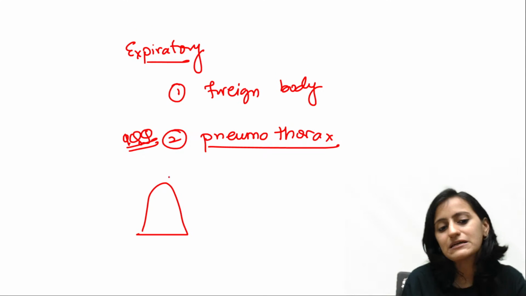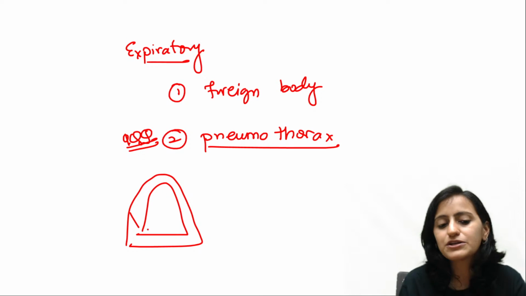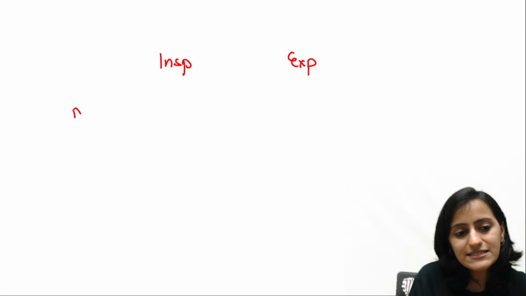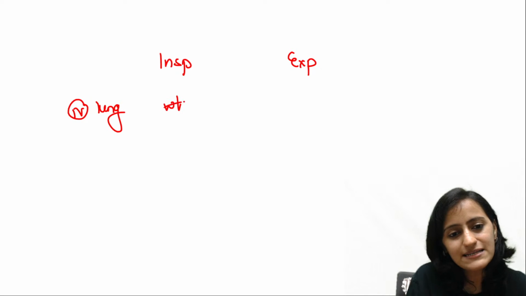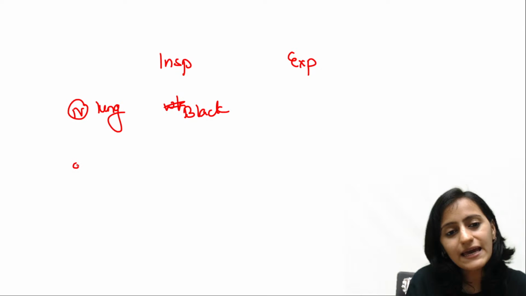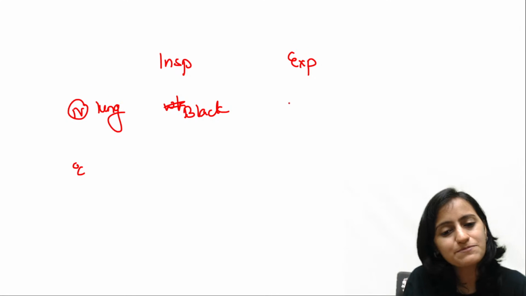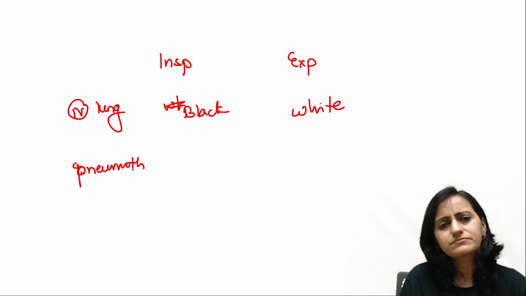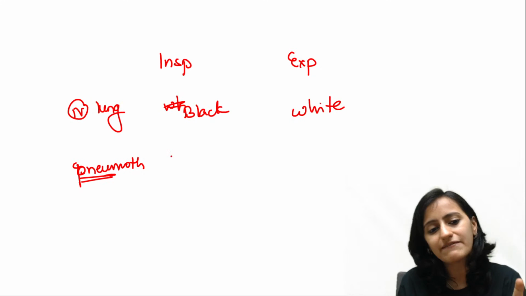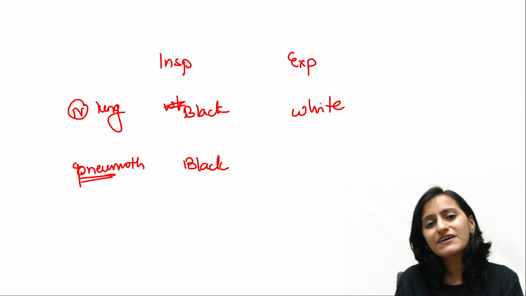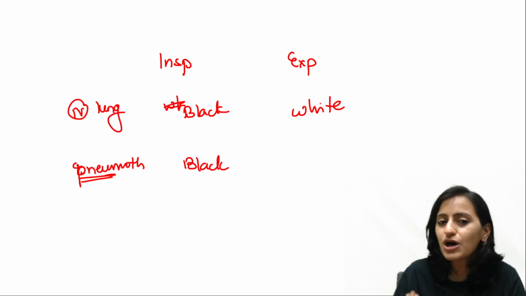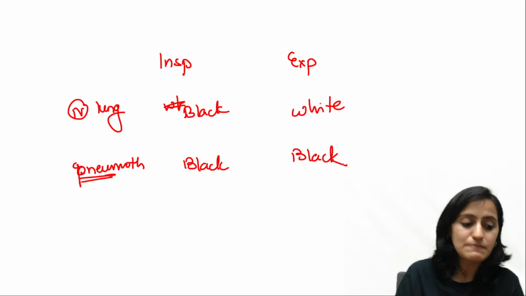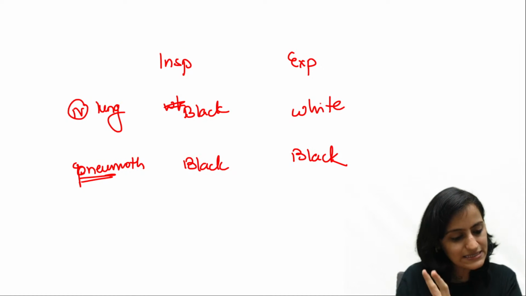Now understand the concept. This is the black lung, this is the surrounding black pneumothorax. In inspiration, we said that the normal lung is black because there is air. In expiration, what happens to the normal lung? It becomes white. Now let us have a look at pneumothorax. Pneumothorax means air in the pleural cavity, so it will be black. Even in expiration, the air is not going out, the air will still be there, so it will appear black. So it will be black in both inspiration and expiration.